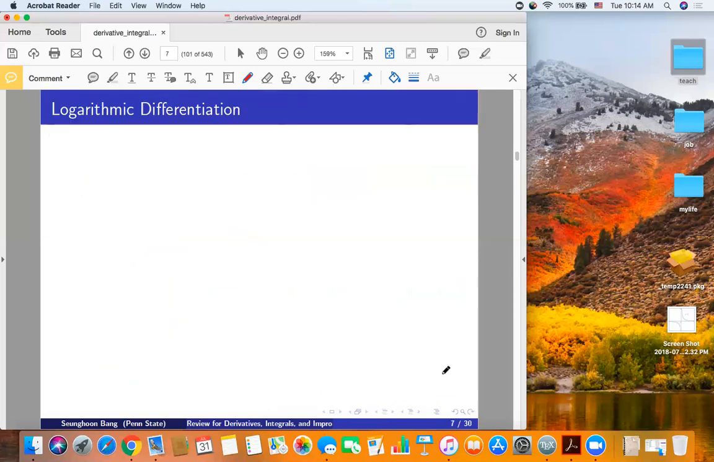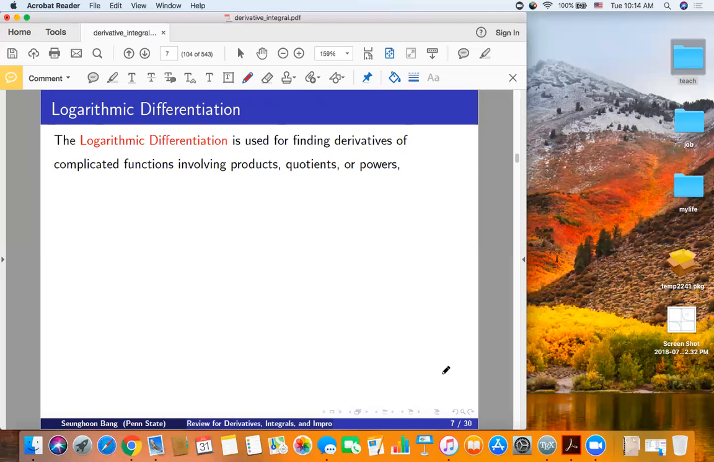The next one is logarithmic differentiation. Logarithmic differentiation is used for finding derivatives of complicated functions involving products, quotients, or powers, or f of x equals g of x to the h of x. We have an exponential function where the base is a function and the power is a function. We use logarithmic differentiation.